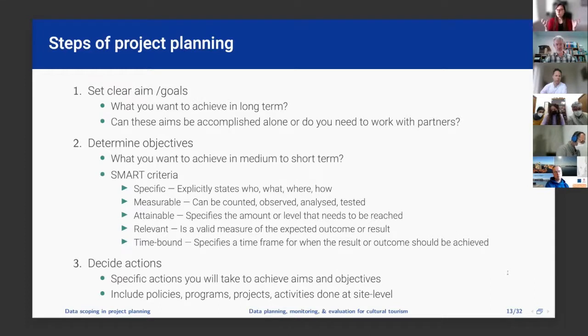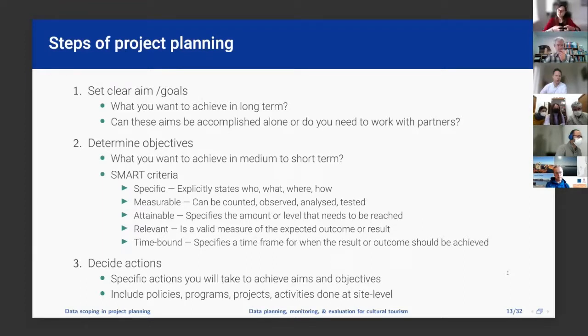So we need to think, number one, what are our aims and goals that we want to achieve in the long term? We could think about this as maybe, what's our 5-year plan? Or what's our 10-year plan? And we also need to think about, is this something we can do by ourselves, or do we need to work with partners? Who are those partners? How do we reach out to them? What are our different roles in terms of achieving these longer term objectives?